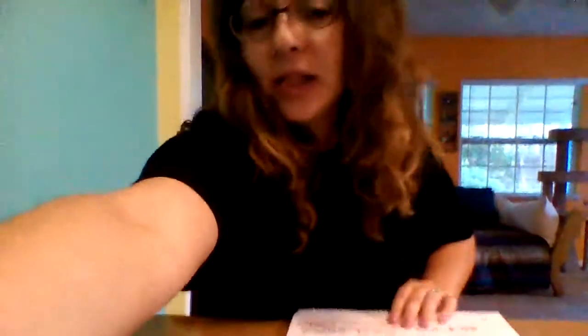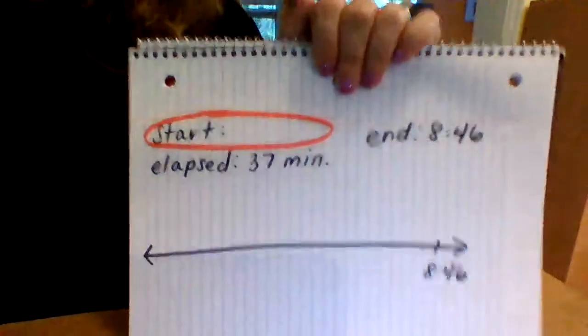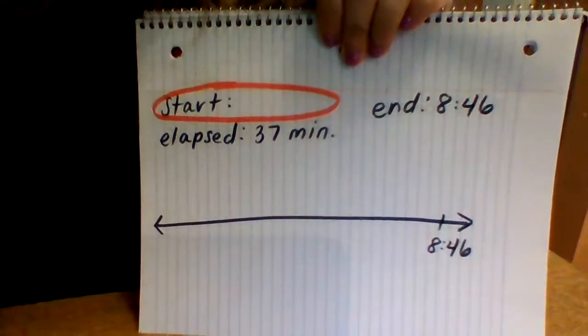My start time is going to be missing, which means I'm going to be using my end time and my elapsed time to hop backwards, which means you'll be subtracting to find the missing start time. So let's take a look at the first example. Okay, and I'll make up a word problem.